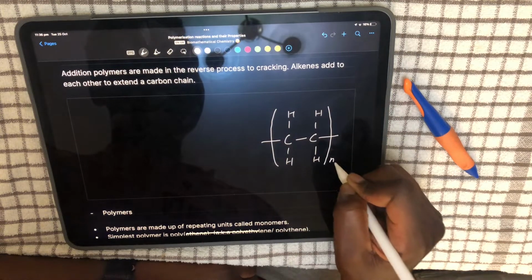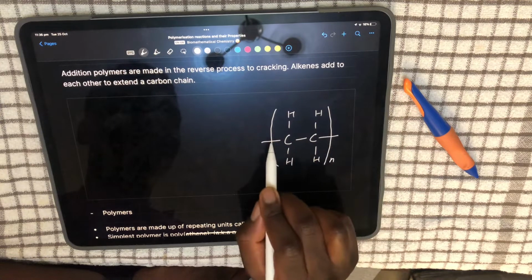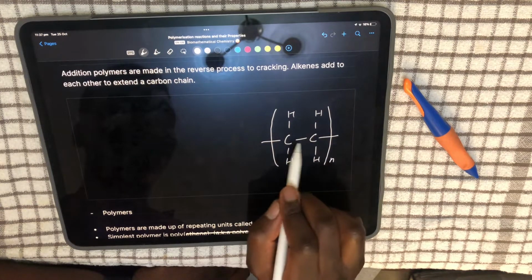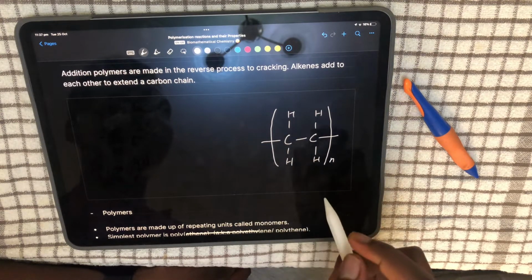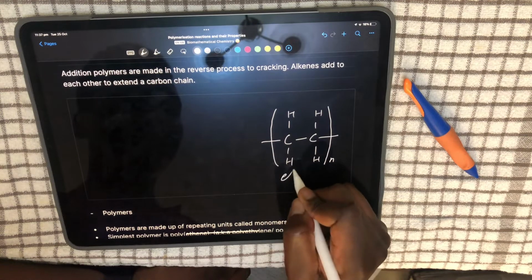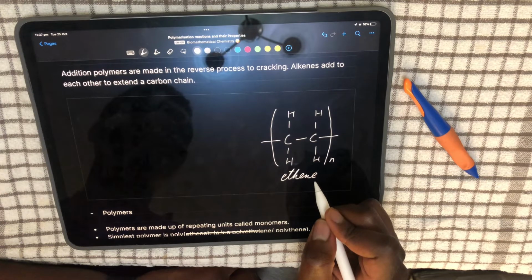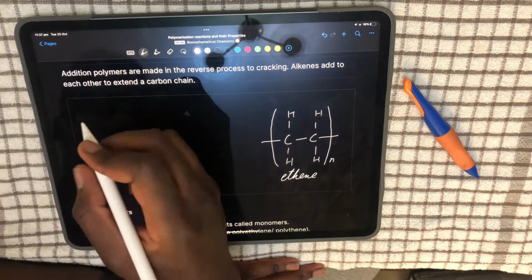and you put an n here. So this double bond is broken to allow bonds either side of each carbon atom, and this is what allows the repeating unit. So this is just one unit of ethene, and I have a repeating unit. Let's just do 8 units of this group.